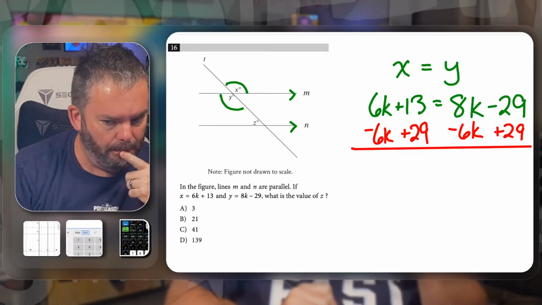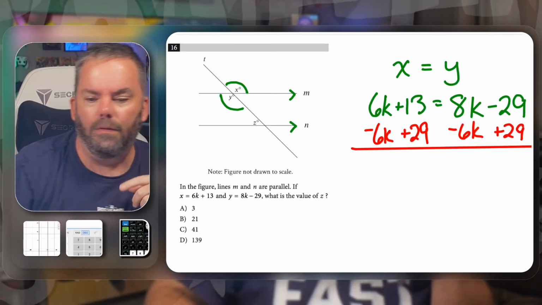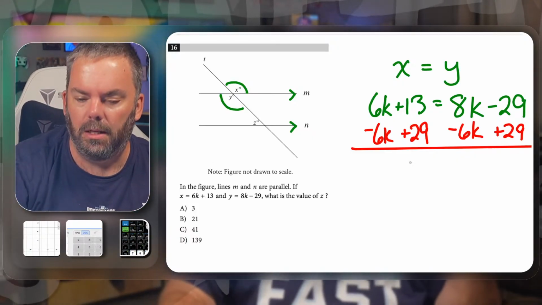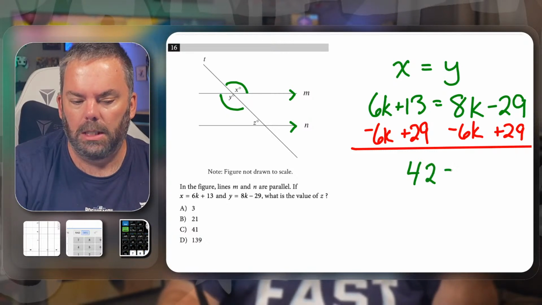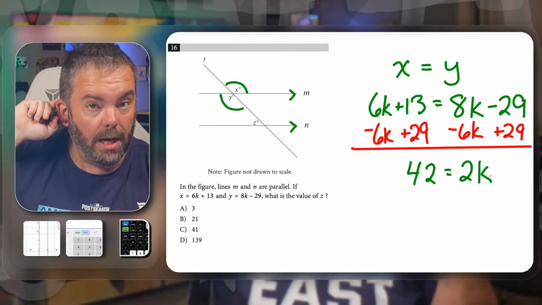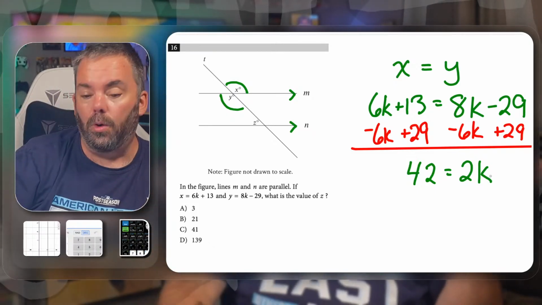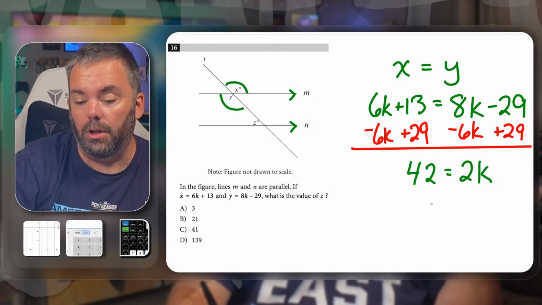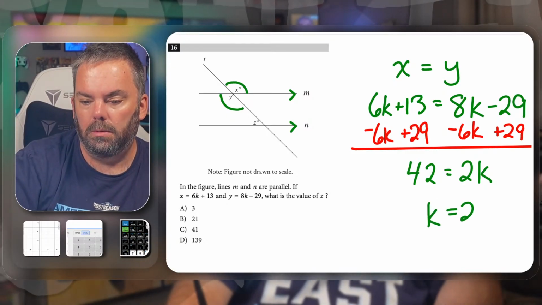Let's see. All right, so over there, 6k and minus 6k go away. 29 plus 13, that's 42. And over here, 8k take away 6k is 2k, and the 29s cancel. So we get 42 equals 2k. Divide both sides by 2, or just look at it. K is 21. Right, there it is.